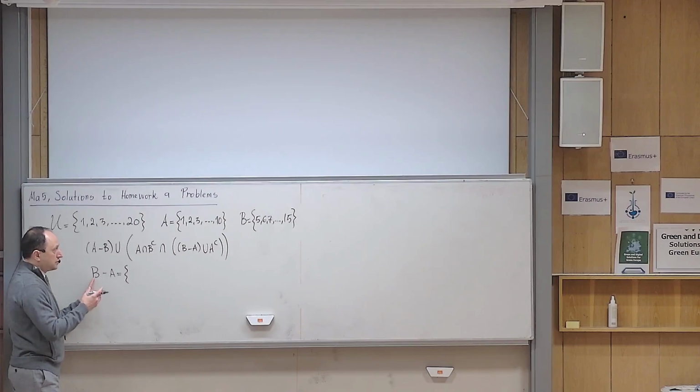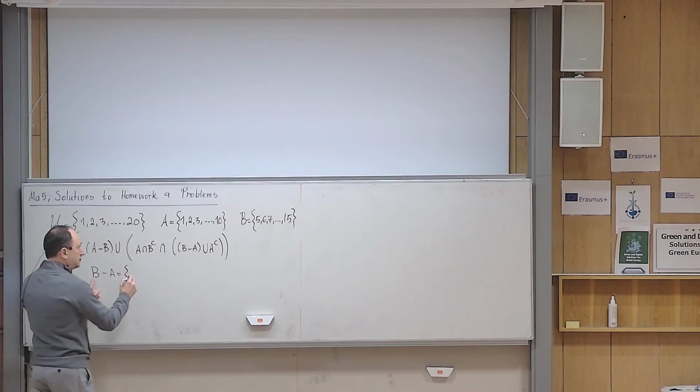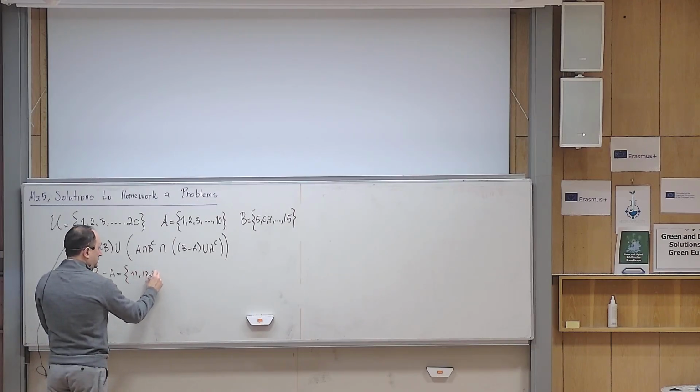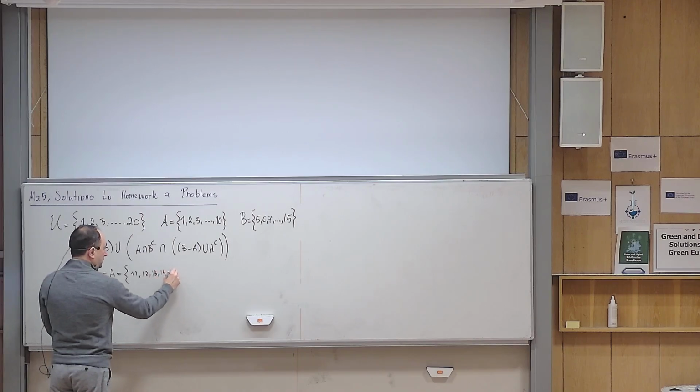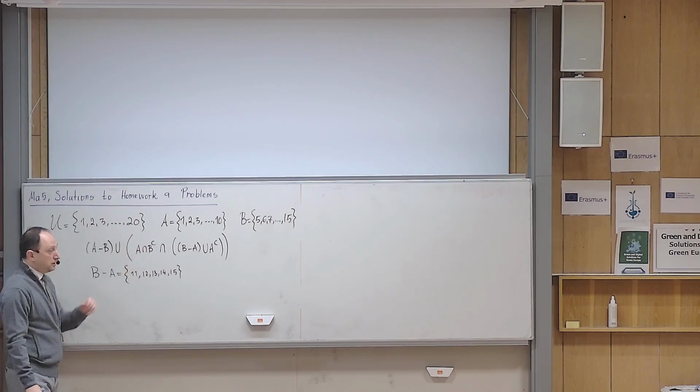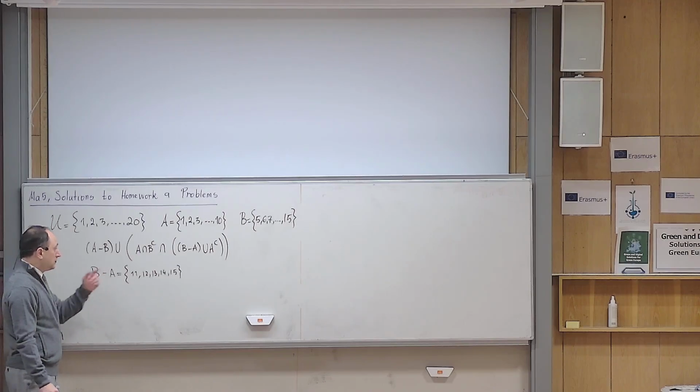So 5 is, so which one of them? So 11, yes, and 12, 13, and 14, and 15. Do you agree with me? This is B minus A. All the elements which are in B but not in A, this is B minus A. But what is A complement?